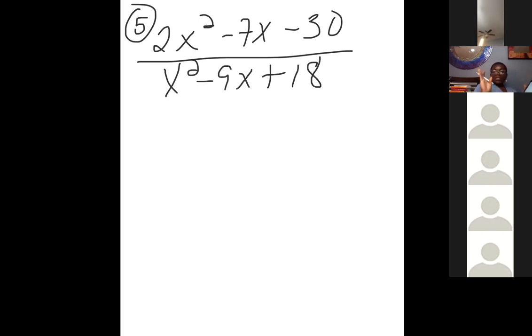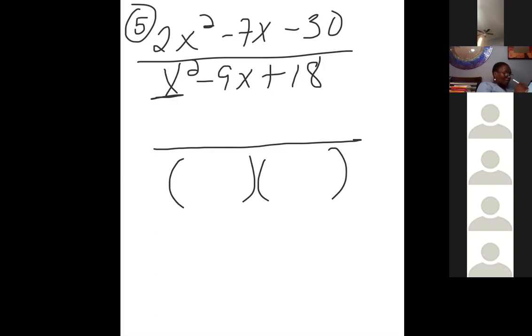Okay. Now, guys, what I want you to notice about this one is that you got a hard trinomial in the numerator, easy trinomial in the denominator. So on this one right here, what we're going to do is factor the easiest one first. Which one's the easiest one? The one in the denominator. So we're going to factor the one in the denominator into two binomial factors.